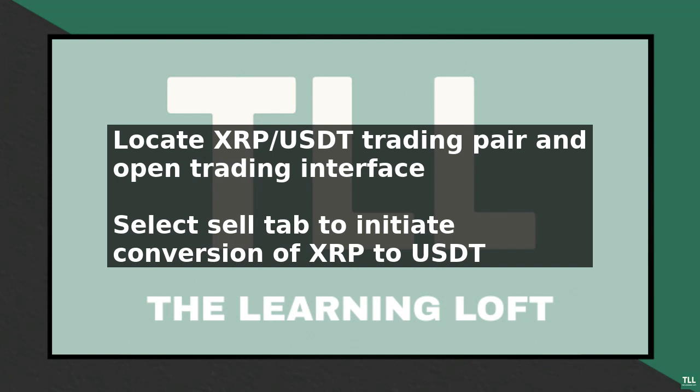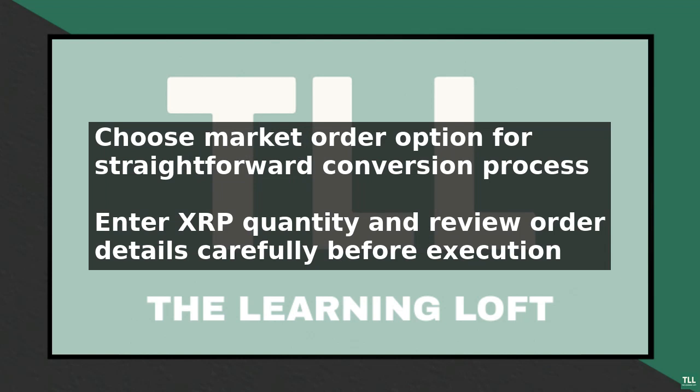Enter the amount of XRP you want to convert to USDT in the quantity field. You can also use the percentage buttons to quickly select a portion of your XRP balance. After entering the quantity, review the order details to ensure everything is correct. Check the XRP amount, the estimated USDT you will receive, and the fees associated with the transaction. If you are satisfied with the order details, click on the Sell button to execute the market order.